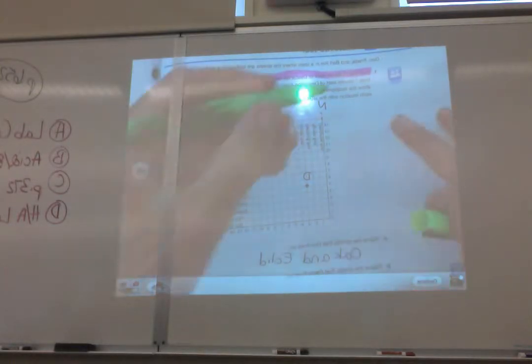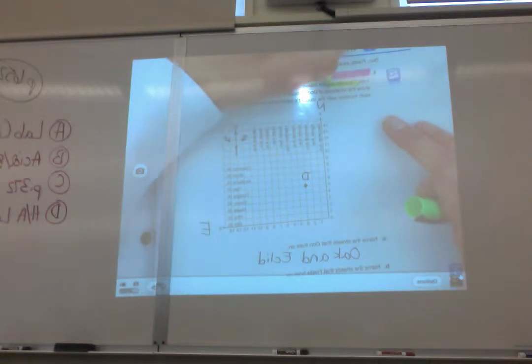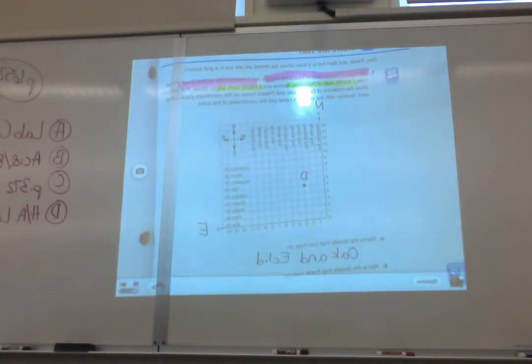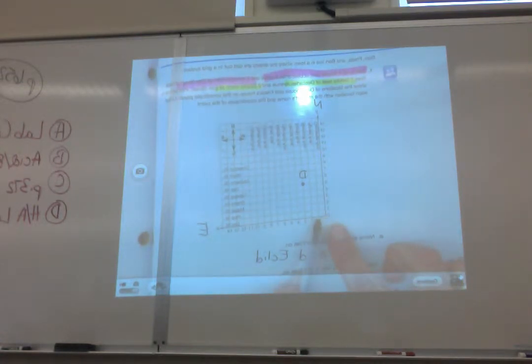So Frida was 7 blocks east and 2 blocks north. So Frida, we have to go 1, 2, 3, 4, 5, 6, 7.